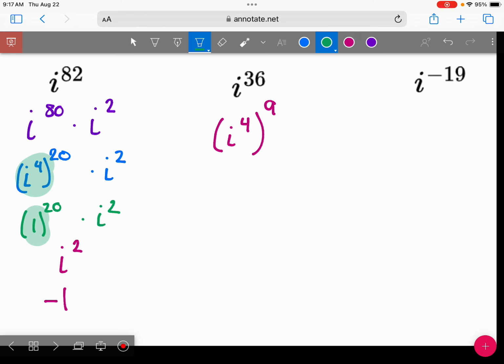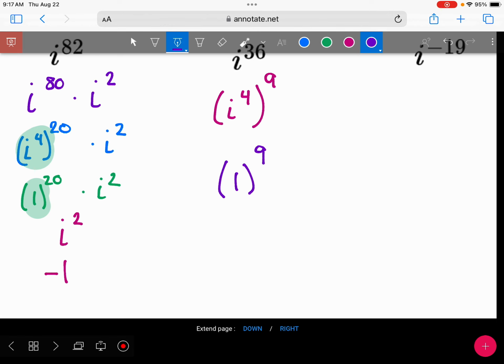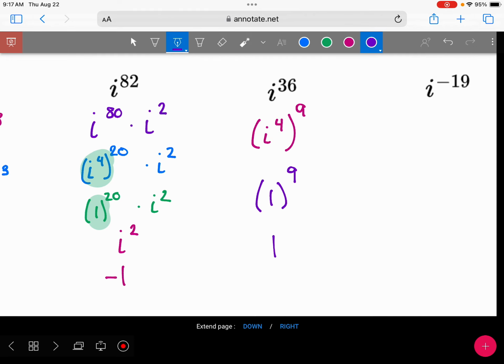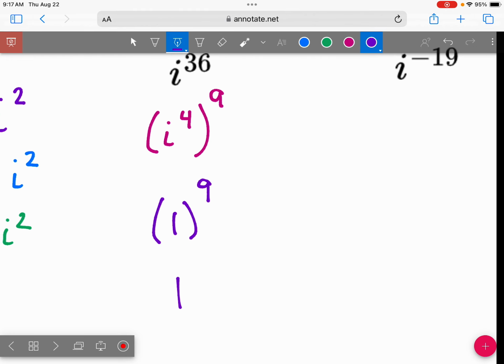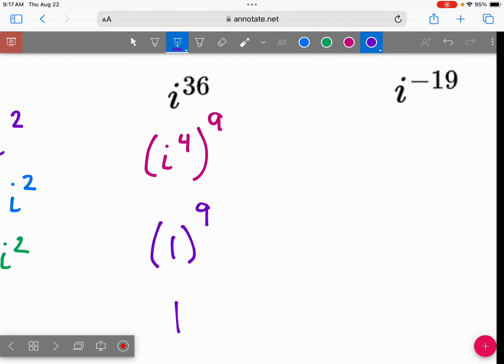So on I to the 36, I know I to the 4th equals 1. So we wind up here with 1 to the 9th, which means what does I to the 36 simplify down to? 1. Can the quiz be on there? And it'll show up in the next bit. All right.